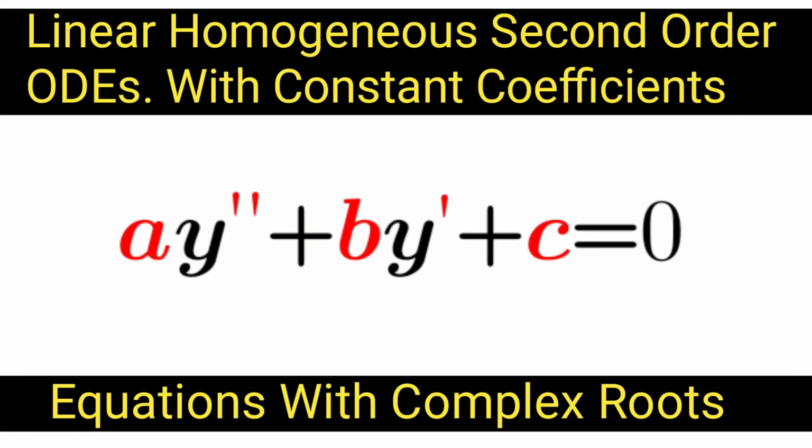In this math video tutorial, we'll be looking at linear homogeneous second order differential equations with constant coefficients. In particular, we'll be looking at homogeneous linear equations with constant coefficients whose characteristic equation or auxiliary equation has complex roots or complex conjugate roots. So let's see how we do this in a very few steps.